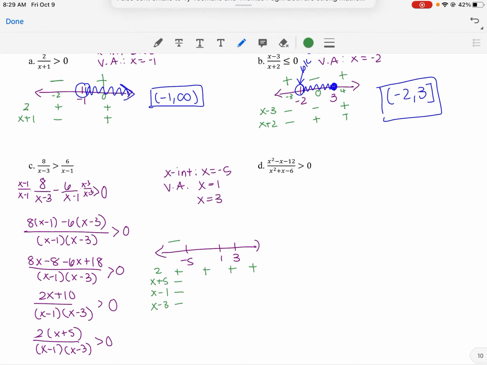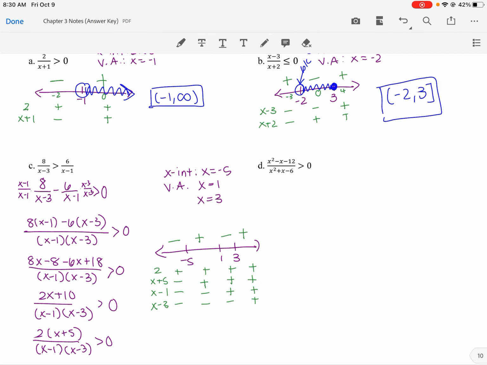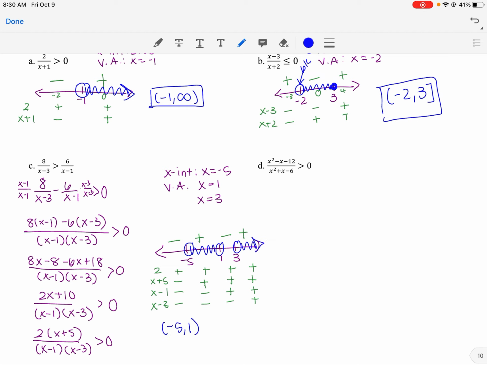Okay, we choose something between -5 and 1. We get a positive, negative, negative. So this is a positive. Maybe we choose something like 2 for between 1 and 3. We get a positive, and a negative. We get a negative. Maybe choose something like 4. We get a positive, and a positive. So this interval is positive. In this case, we do want the greater than, so we want the positive intervals, but not equal to. So our final answer here would be -5 to 1, union 3 to infinity.